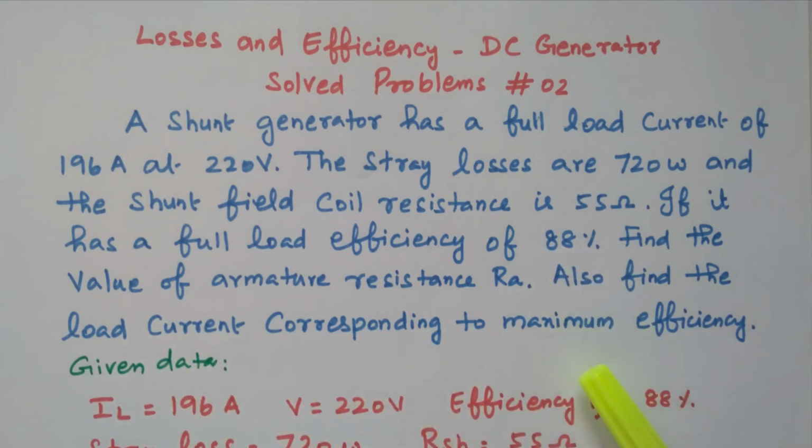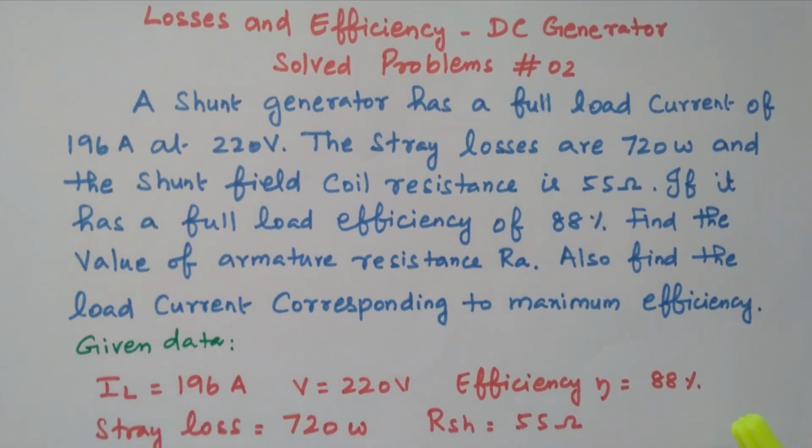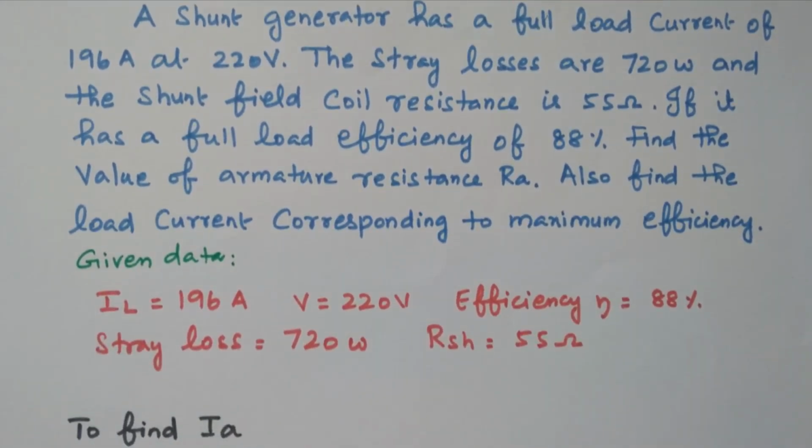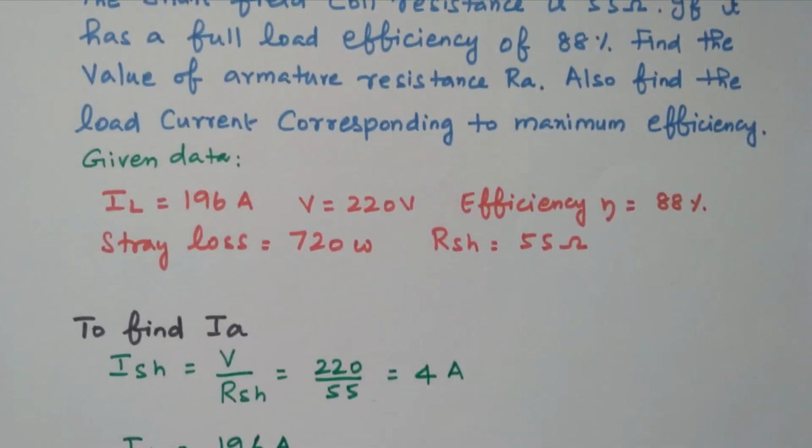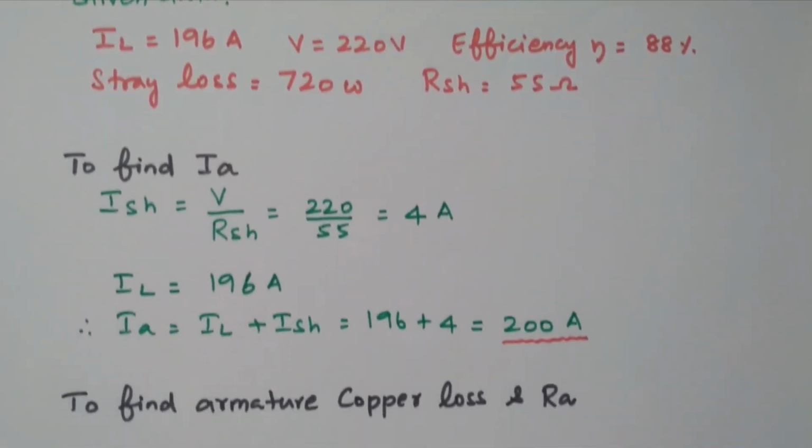So the efficiency is given, from that we need to find RA and also the load current corresponding to the maximum efficiency. Now we'll see the given data. The load current is given 196 ampere. The voltage is given 220 volts. Efficiency equal to 88%. The stray loss, that is mechanical and windage loss, is 720 watts. The shunt field resistance is 55 ohm. Now we'll find the values one by one. First we'll find the armature current.